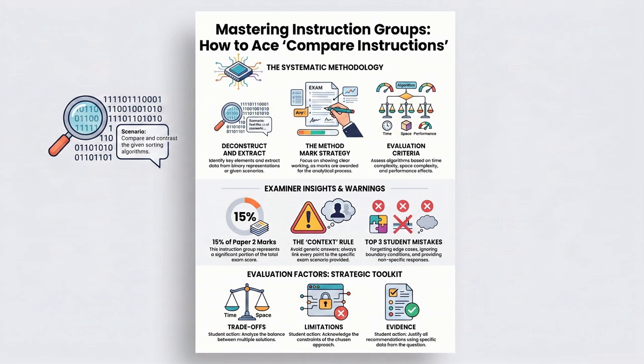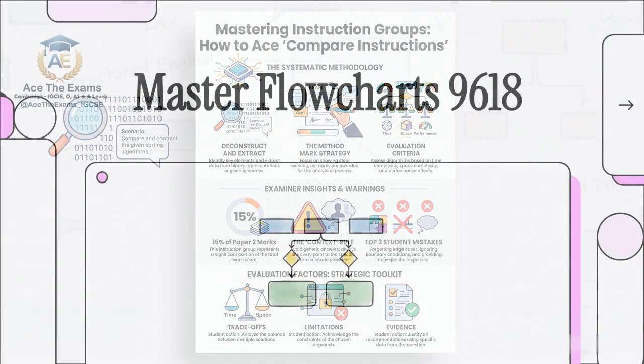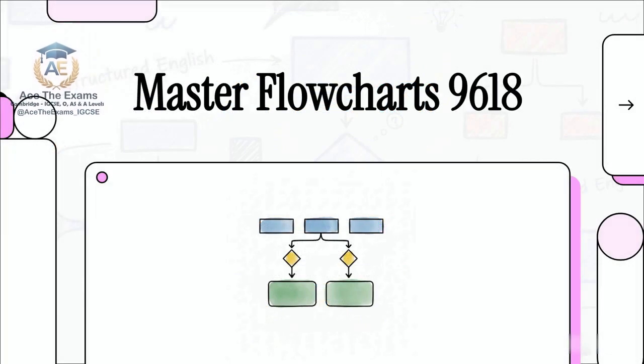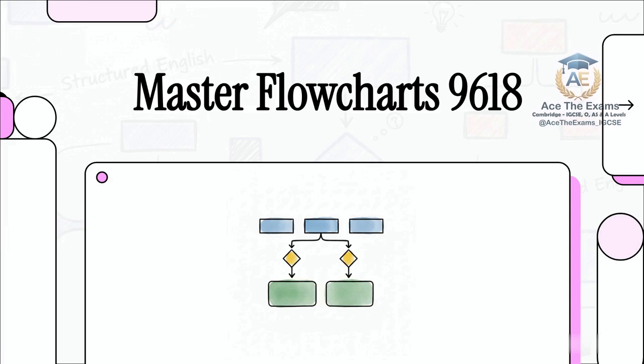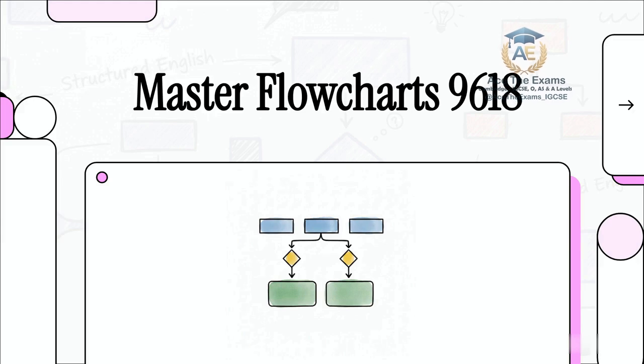Welcome to This Explainer, where we are going to completely demystify one of the most notoriously challenging hair-pulling areas of the Cambridge AS and A-level computer science syllabus. If you're studying for syllabus 9618, you know exactly what I'm talking about. Translating massive walls of structured English into logical, perfectly working flowcharts is a hurdle that literally trips up thousands of candidates every single year. But today, we're going to change all of that.